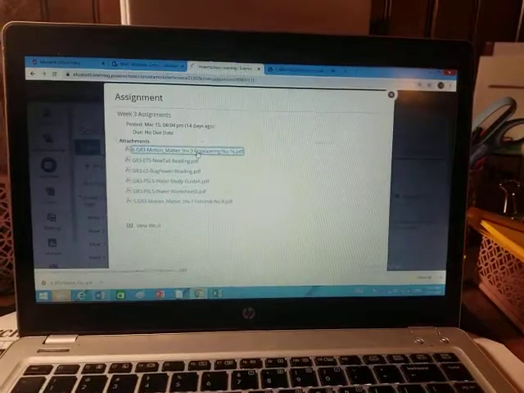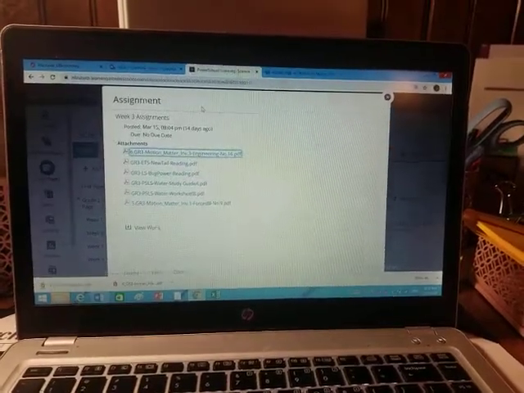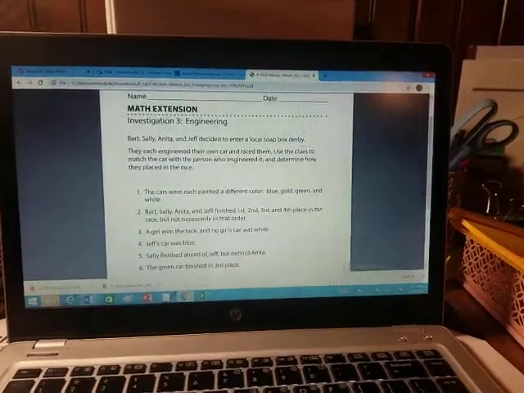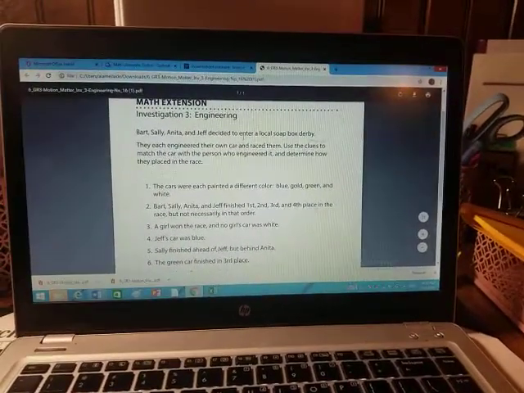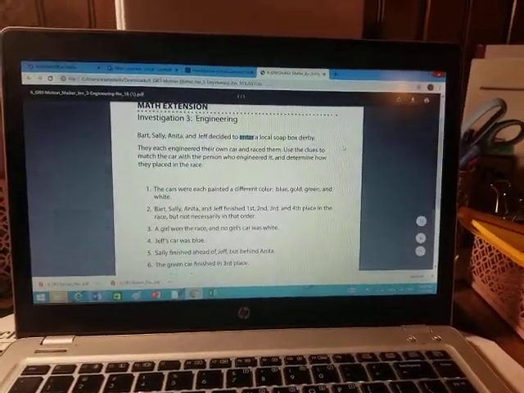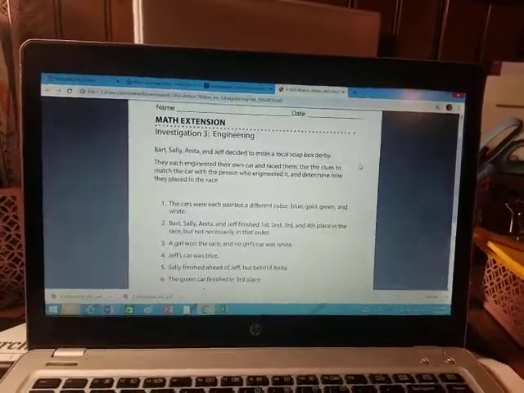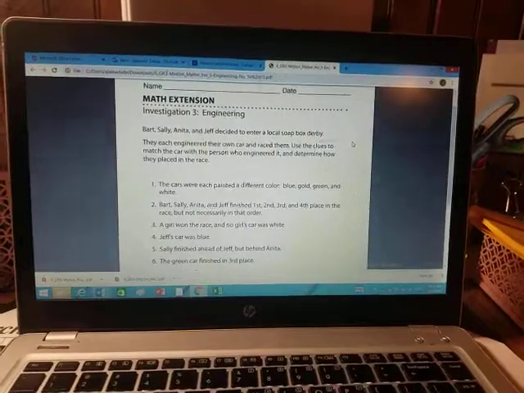You're going to click on the first one and it's going to pop up down here. Once you click up here, here's your assignment. So it's about engineering, which is something we did in class with the race cars. So it's about engineering a car that we've done before.